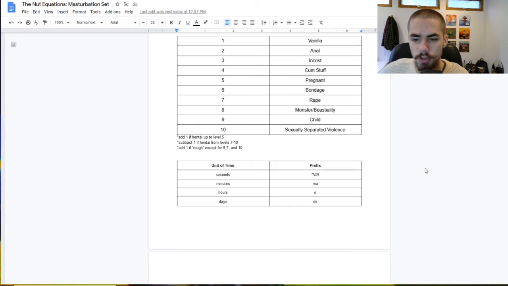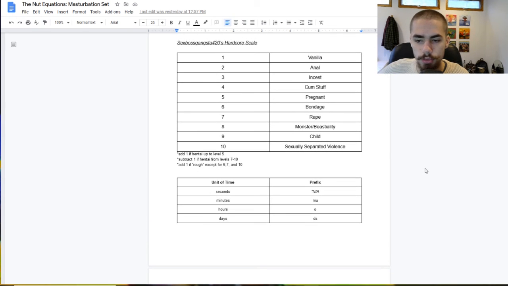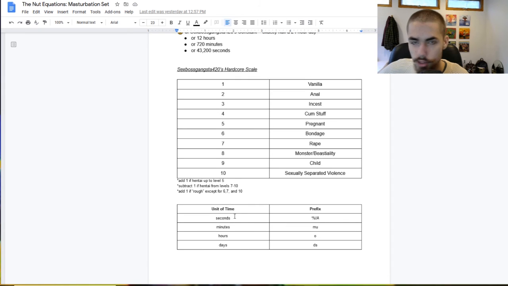And lastly, on the reference table, we'll be going over the units of time and their prefixes. If you use seconds, there's no prefix. Seconds is a very standard unit of time in the world of science. There's no prefix for seconds. Minutes is MU. Hours is O. Days is DS.